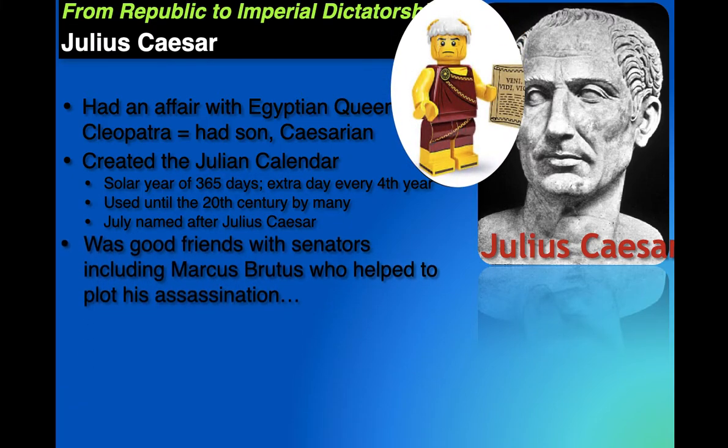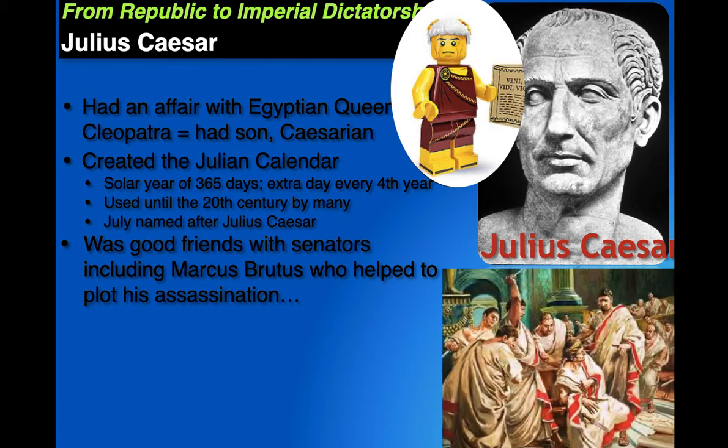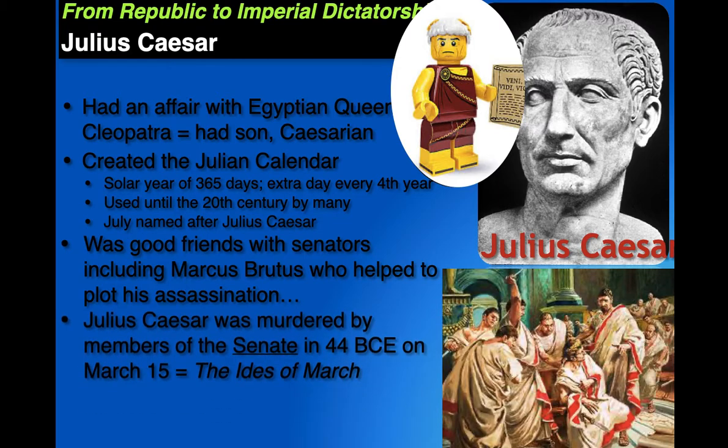He was good friends with senators including Marcus Brutus, who helped to plot his assassination. So his good friend plotted his own assassination. And here's a picture of Julius Caesar getting stabbed by senators. Julius Caesar was murdered by members of the Senate in 44 BCE on March 15th, which equals the Ides of March.